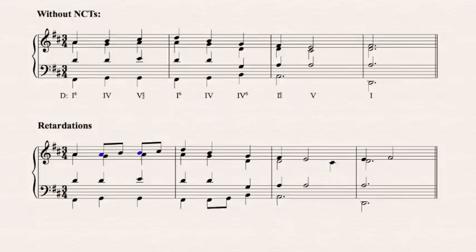To analyze, put them in parentheses, just like that, and label them. Since suspensions have intervallic numbers for the suspension and the resolution, you'd think these would too, but they don't. Thank goodness. You don't have to do that. Now, we could have put another retardation here. The C sharp would come in and the D would come in a half a beat later, but we didn't.